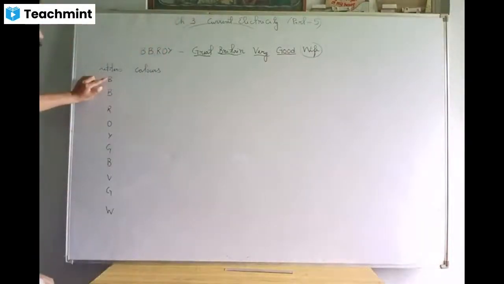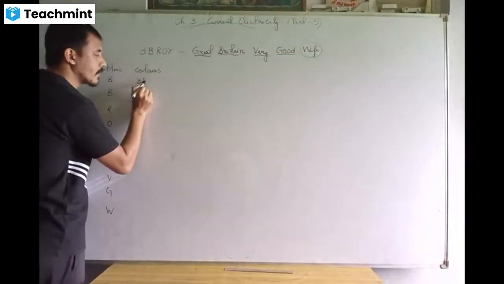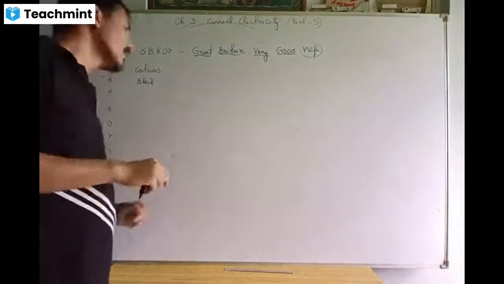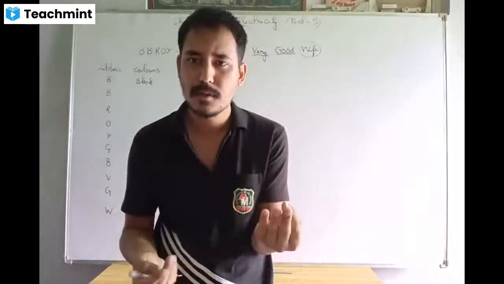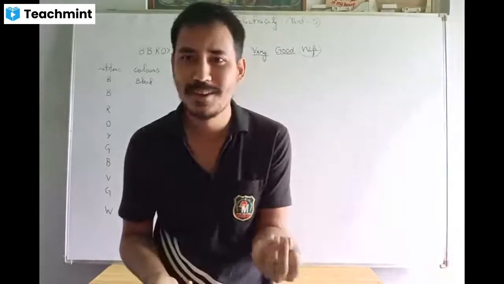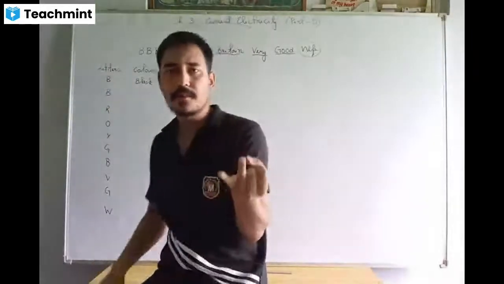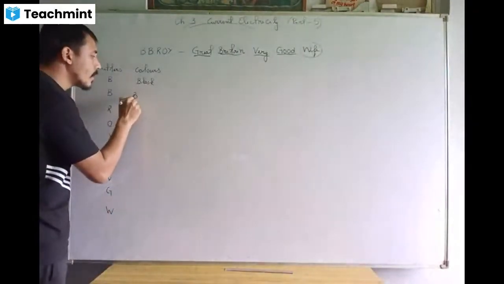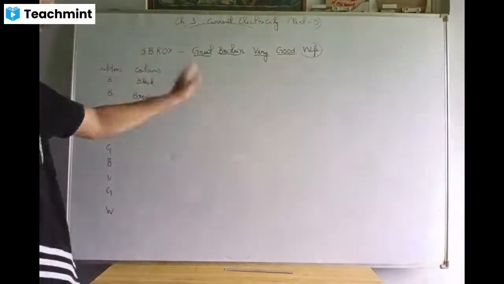The first letter B gives you the color black. The second B gives you which color? How many colors start with B? Black, brown, blue. Black is done, first B stands for black. There are two remaining B's. The second B stands for the color brown. First B, black. Second B, brown.